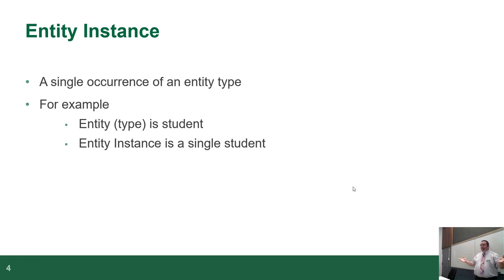If we're talking about people, I'm also an instance. If we're talking about students, I am not an instance, at least not at this point in my life.